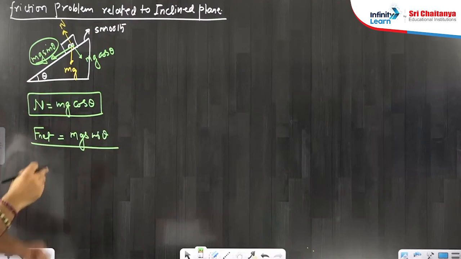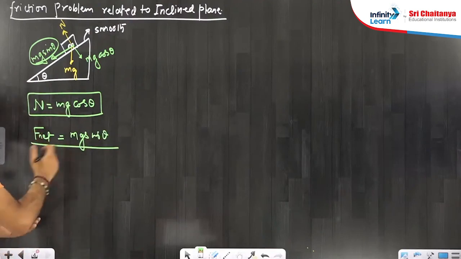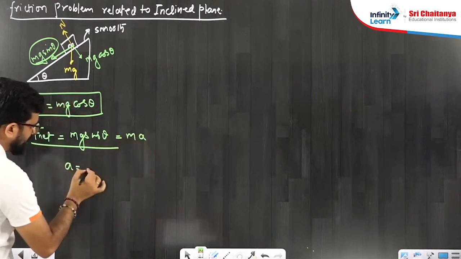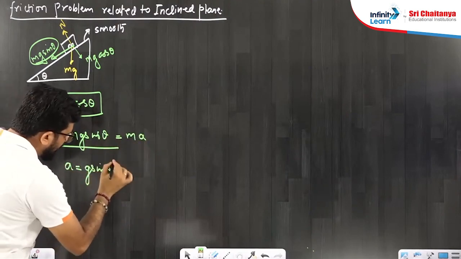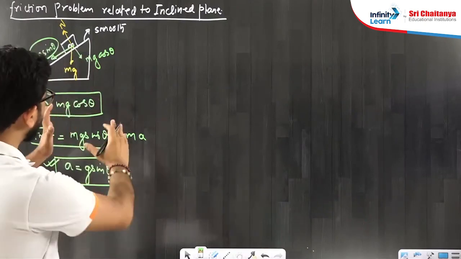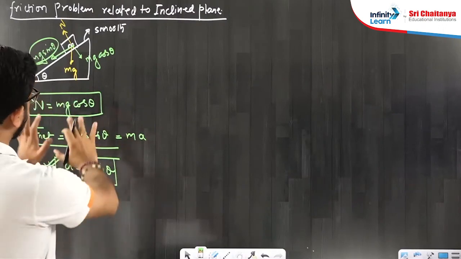Understood? Up to here. Now we can apply this force and directly we can say what is the acceleration? That is, mg sin theta is equal to m into a. That means acceleration is equal to g sin theta. Very simple. Up to here, any doubt? Okay. This is a very simple concept. Everyone knows this. There is no friction I apply.